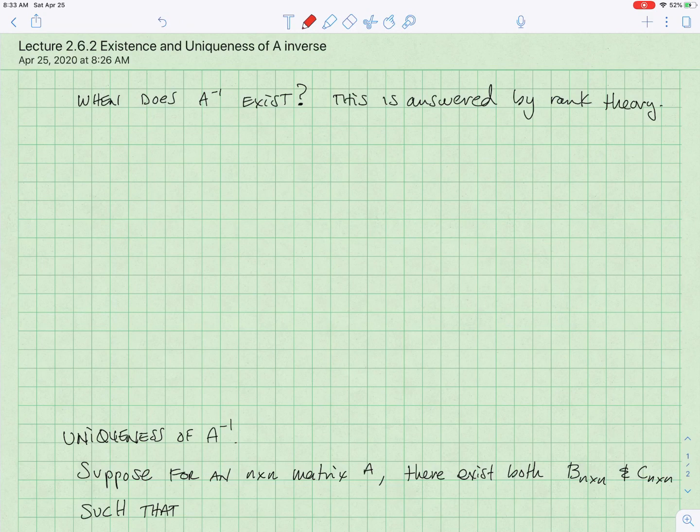In our second lecture in section 2.6, I want to talk about the existence and uniqueness of A inverse. So what does that mean? Well, our first question: when does A inverse exist? How do I know I'm going to be able to find A inverse?